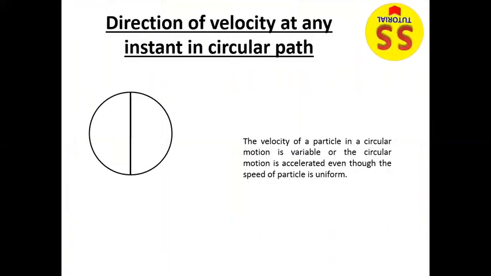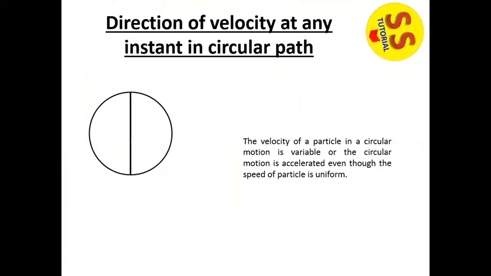What is the direction of velocity at any instant in a circular path? The velocity of a particle in circular motion is variable, or the circular motion is accelerated, even though the speed of the particle is uniform. Just remember that here, speed is uniform, but the velocity is changeable. That's why its motion is accelerated motion.